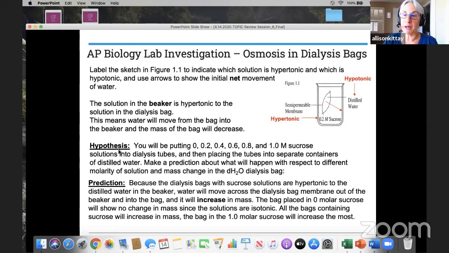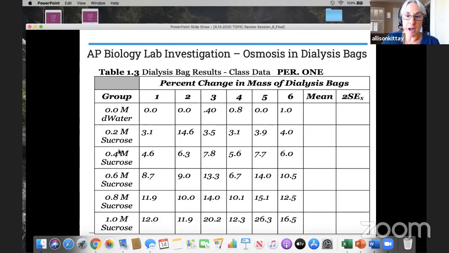Okay, so I want you to think about that, because that prediction is what we're going to look at in our data. So I'm showing you some data from my class, and I always project the data to my students once they have entered it in. And in this particular lab, you can really spot trends and anomalies.